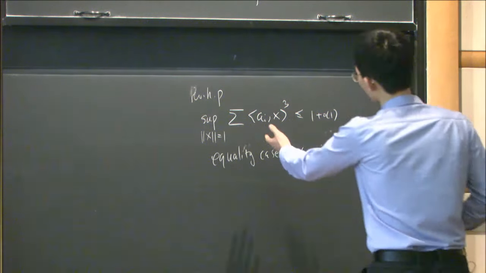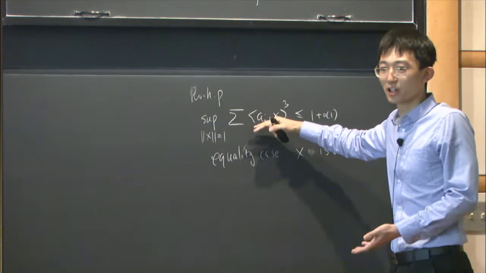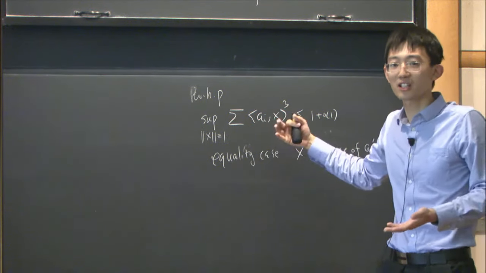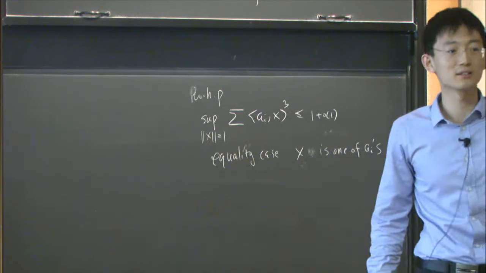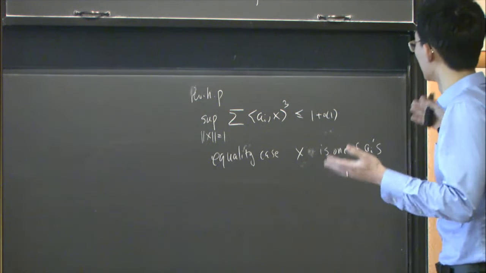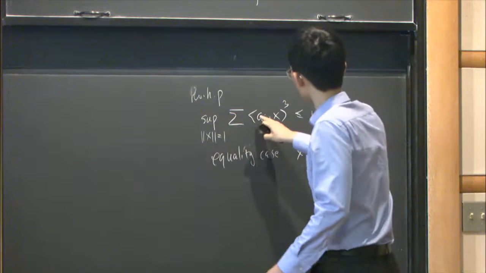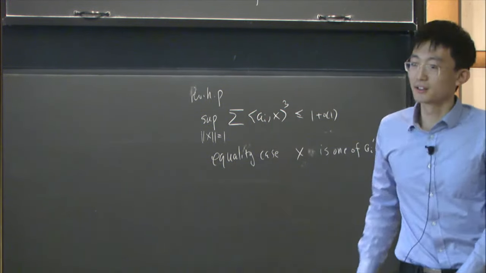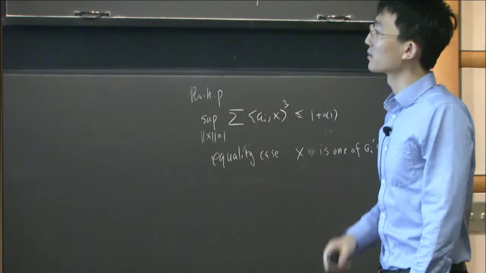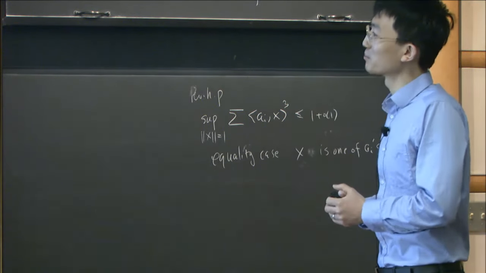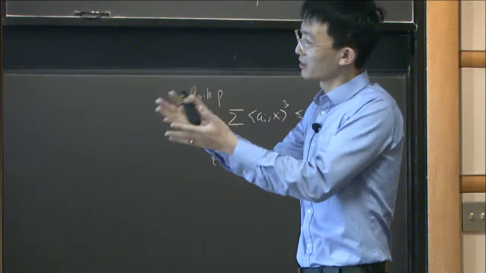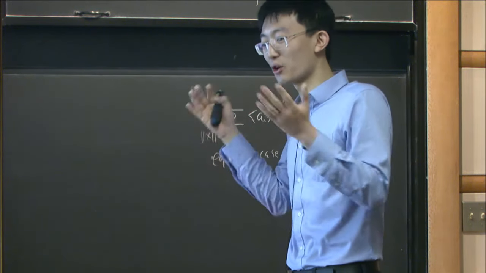Basically, you just look at what the equality case is in your proof, and you can find out that x must be one of the a_i. And this is kind of like an empirical process statement, because you are taking a sup over some random variable. But this is not so important for us. We could in some sense believe it, and in some sense we are going to have some sum-of-squares proof for it actually.